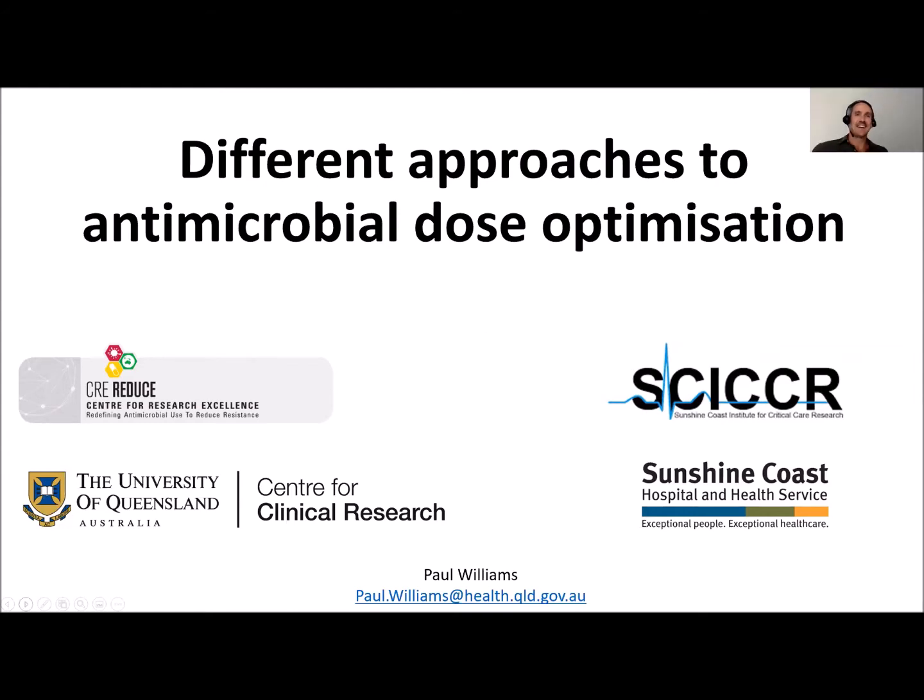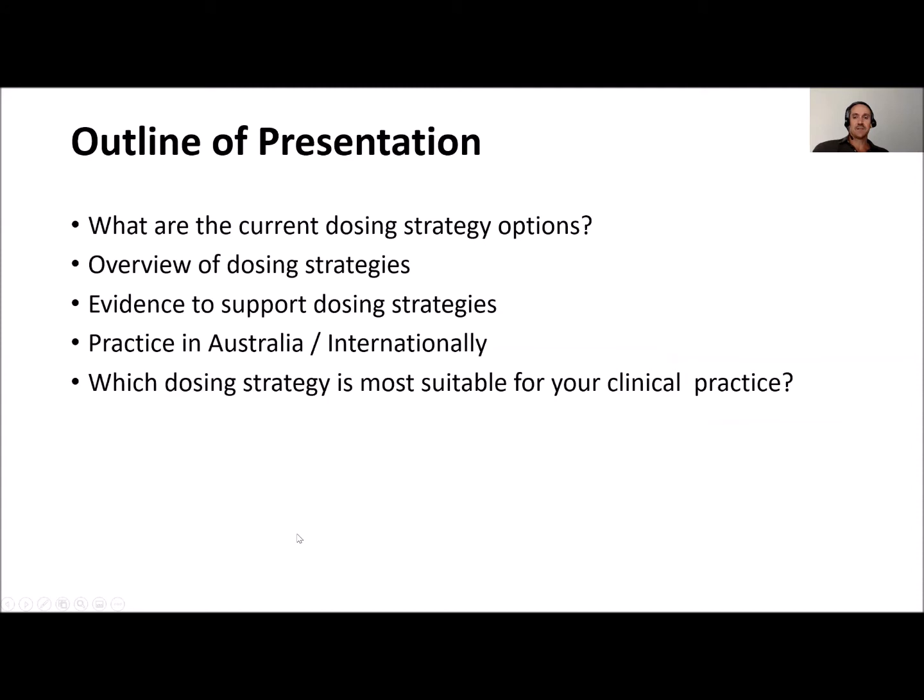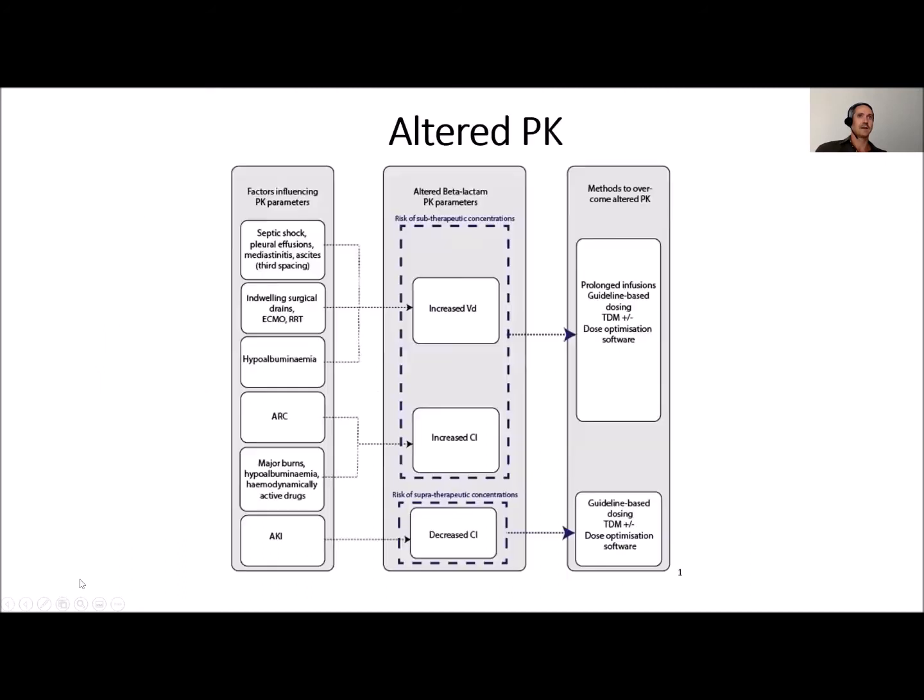All right, thanks, Jason. So this morning I'll be talking about different approaches to antimicrobial dose optimization. I'll be focusing on three main areas. So the outline of the presentation, I want to have a quick look at what are the current dosing strategy options, and Jason has touched on a few of these already, an overview of these strategies, and what evidence we have to support the strategies that I'll go over. Also I just want to touch on what the current practice in Australia and internationally is, through survey results of what people are doing on the floor. And then to summarise, a consideration of which dosing strategy may be most suitable for yourself in clinical practice. So we'll make a start.